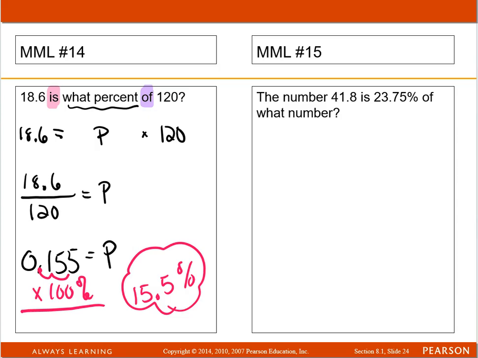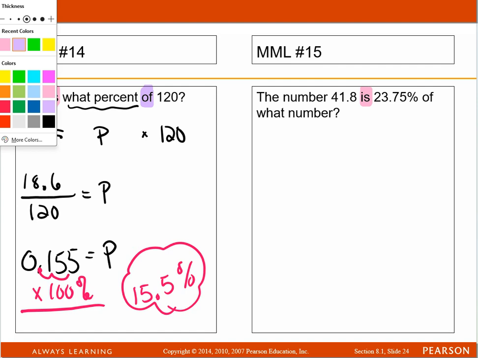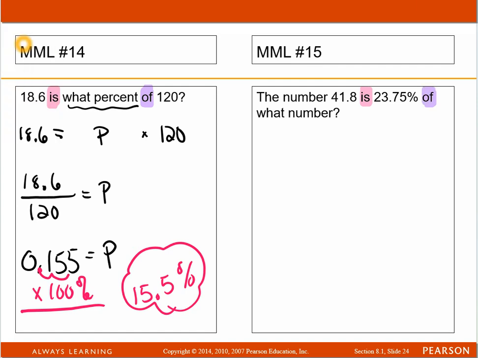Once again, the number 41.8 is 23.75% of what number? So 41.8 equals, and then this time I know the percentage, but you have to take this and divide it by 100, which would move the decimal 2 places to the left. So this will be 0.2375 times what number? So I'll just call it n.